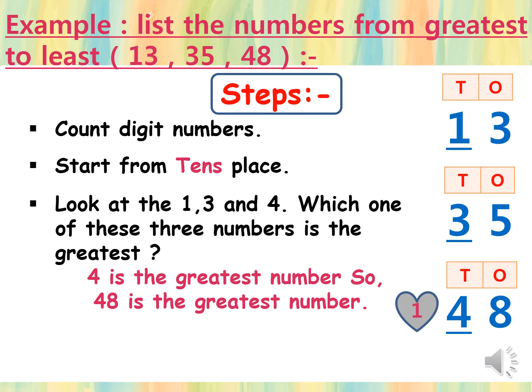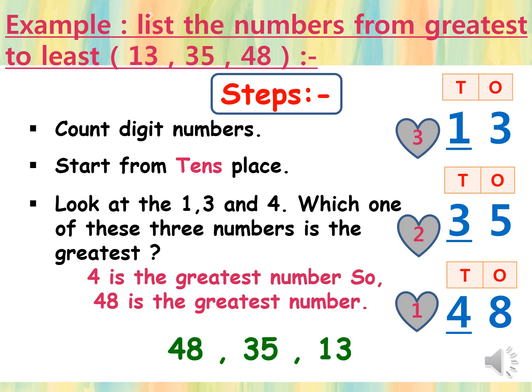So we are going to look back at the tens place. We have here 1 and we have here 3. So which one of these 2 numbers is the greatest? 1 or 3? Yes, 3. So 35 is the greatest number. Then the last number will be 13. So my arrangement will be 48, 35, and then 13.